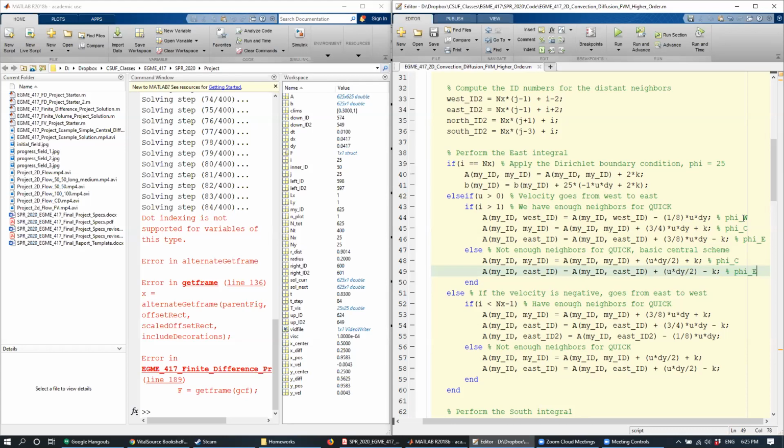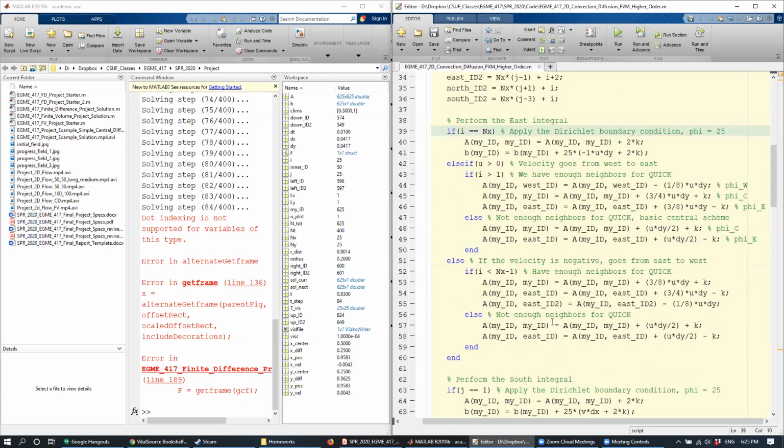So that's if our velocity is greater than 0, but if our velocity is less than 0, that's what this else statement is for. This else belongs to this family of if statements here. What this is saying is that if we're not on the right boundary and u is less than 0, then this is the last remaining case. Let's walk through this code. Since we've entered this else statement, we know that our velocity goes from east to west, or our velocity is less than 0.